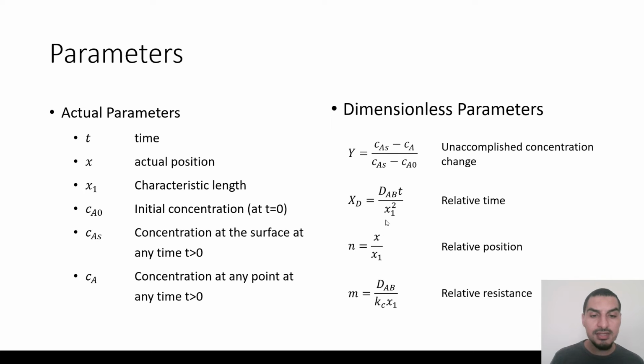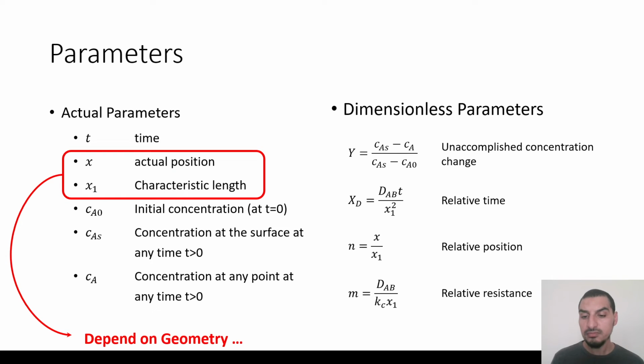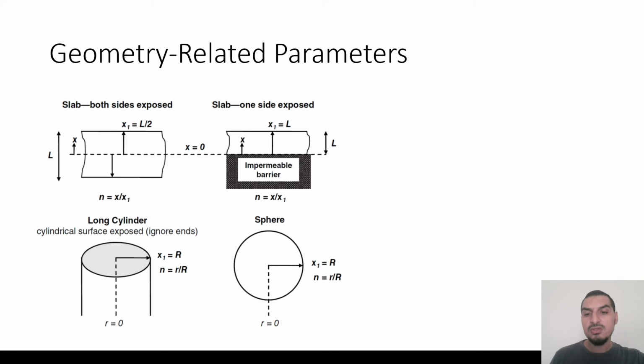But here you'd see X1 and X here. It's not clear what is X1 and it's not clear what is X. It says characteristic length here and the actual position, and this is actually a function of the shape of the body or its geometry, and that's why we will talk about this in more detail now. So if we want to discuss the geometries that we have, there is one more restriction that we didn't mention about the use of the charts, and this restriction is that it has to be for symmetric shapes.